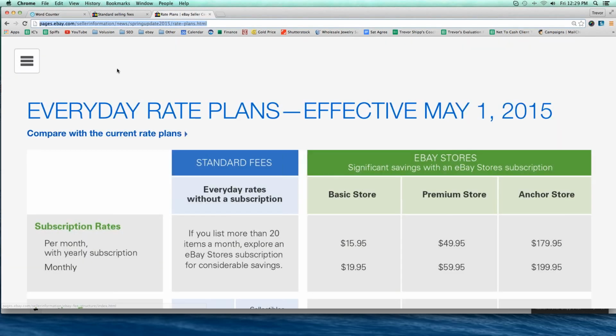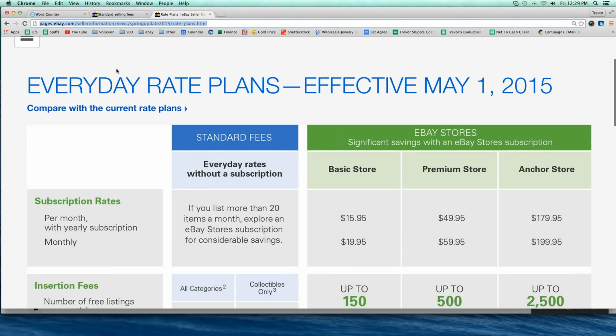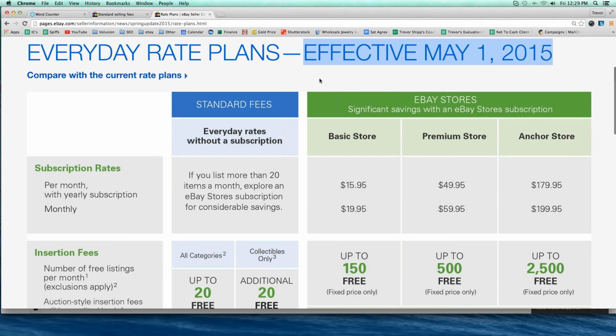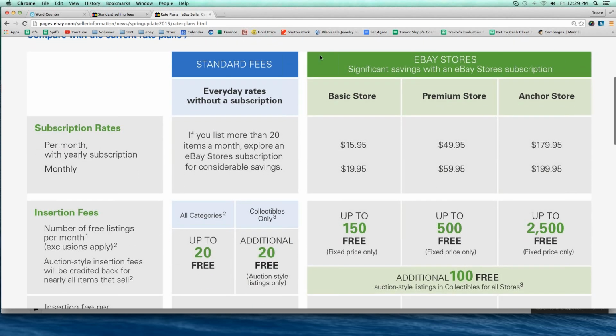But it's this one right here, pages.ebay.com/sellerinformation, etc. This is the page right here. And this is, as you can see, it says effective as of May 1st, 2015. And it's got a nice looking diagram to follow to help you understand your fees a little bit better, okay?